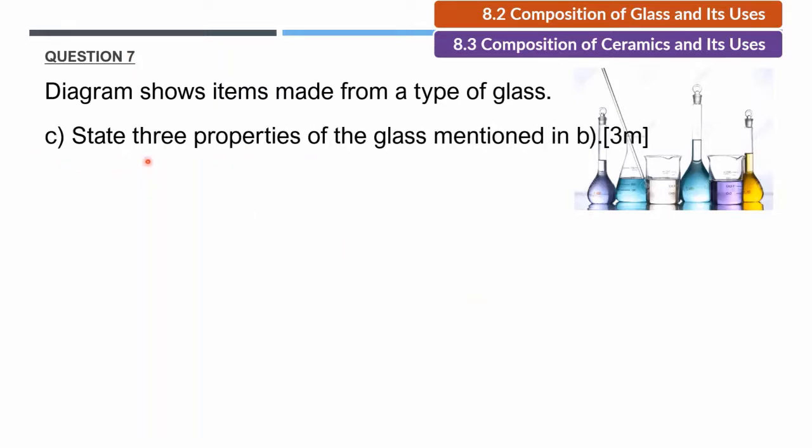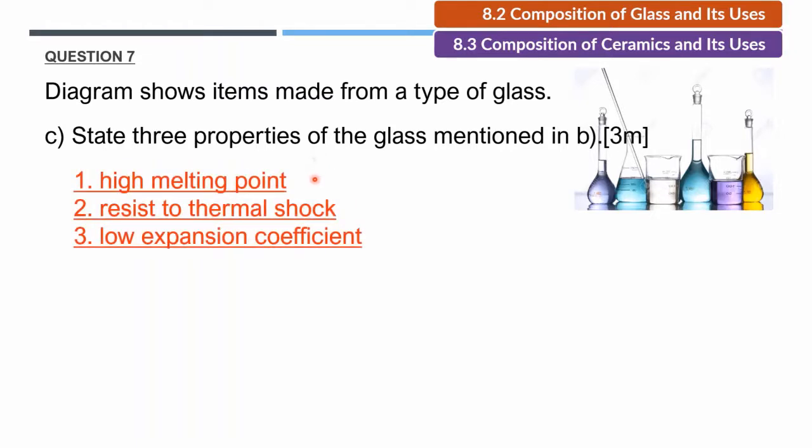C. State 3 properties of the glass mentioned in B. 3 marks. So 3 marks, you must give 3 properties of borosilicate glass. Number 1, high melting point. Number 2, resistant to thermal shock. Number 3, low expansion coefficient.